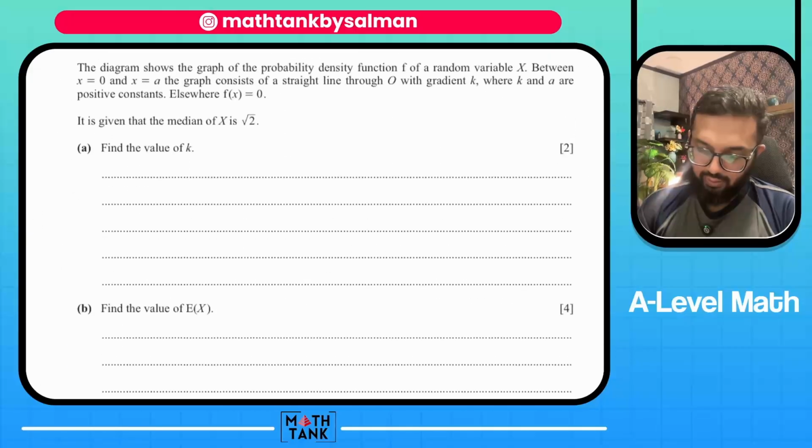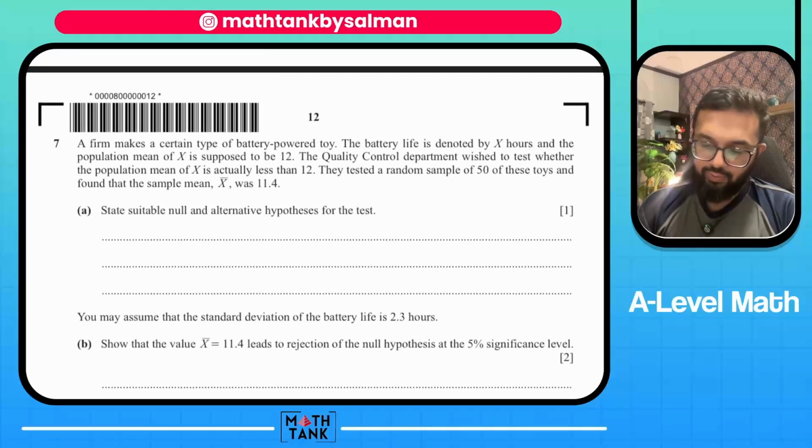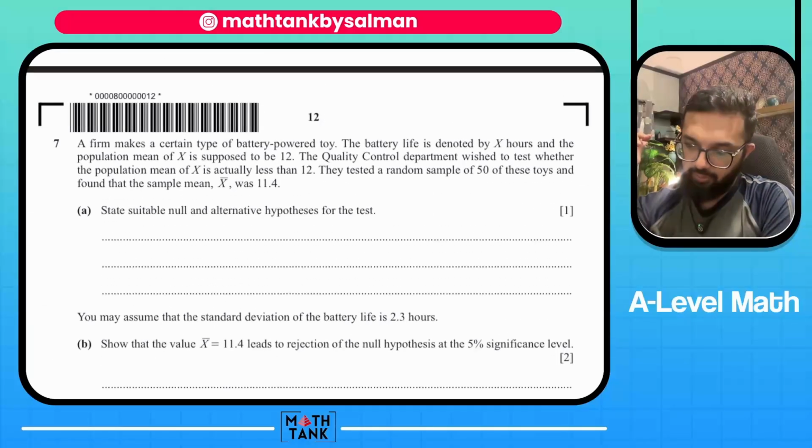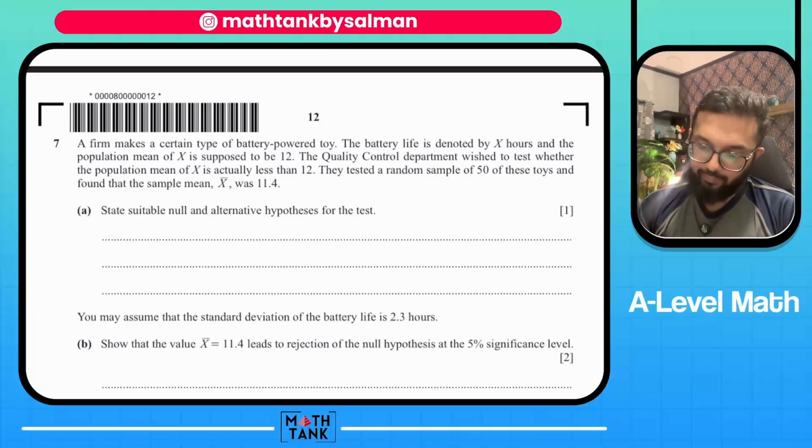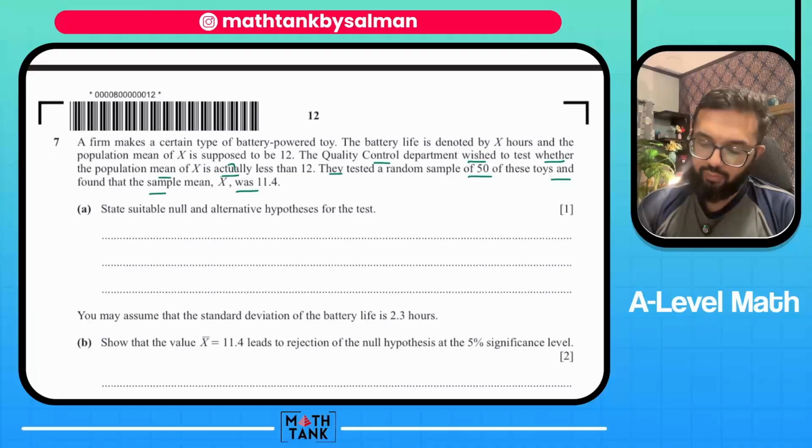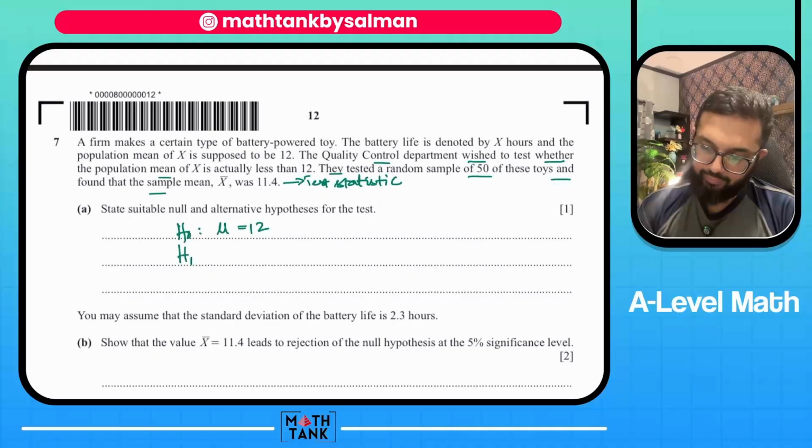Question number 7, is that the last one? No, there are two. Question number 7 says a product firm makes a certain type of battery toy. The battery life is denoted by X hours and the population mean of X is supposed to be 12. The quality control department wished to test whether the population mean is actually less than 12. They tested a random sample of 50 and found that the mean was 11.4. So that's the test statistic. The H naught: mu is 12. H1: mu is less than 12.